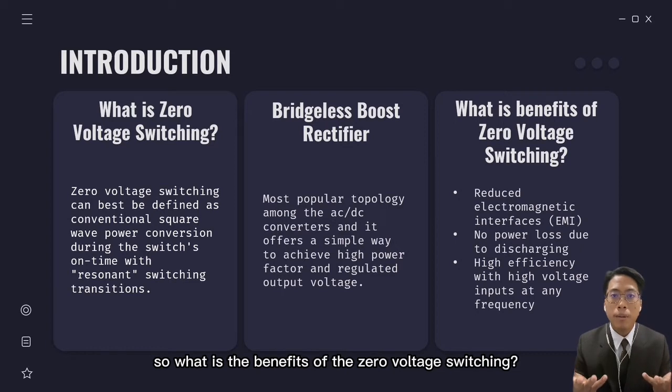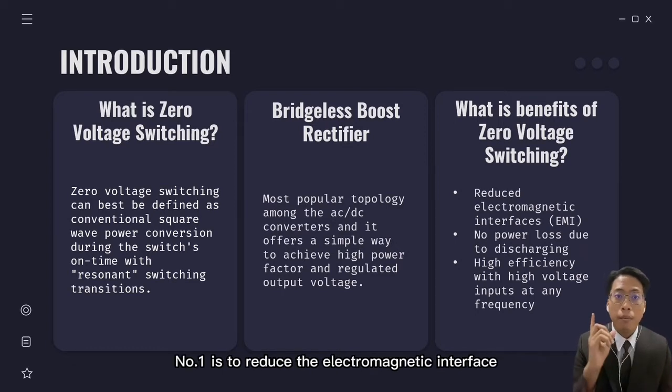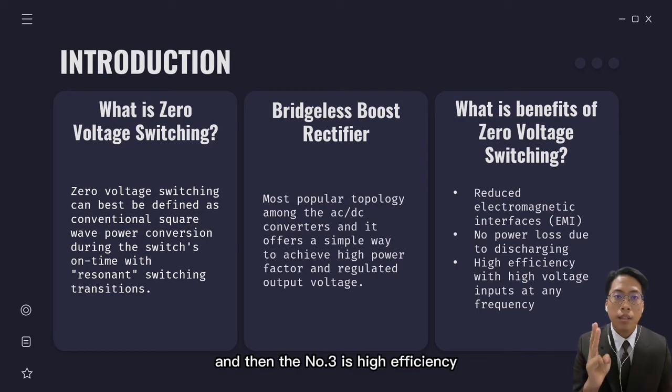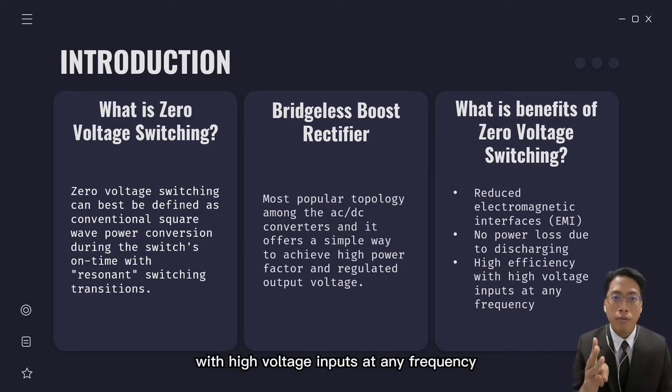So, what are the benefits of zero voltage switching? Number one is to reduce the electromagnetic interference. Number two is no power loss due to the discharging. And number three is high efficiency with high voltage inputs at any frequency.